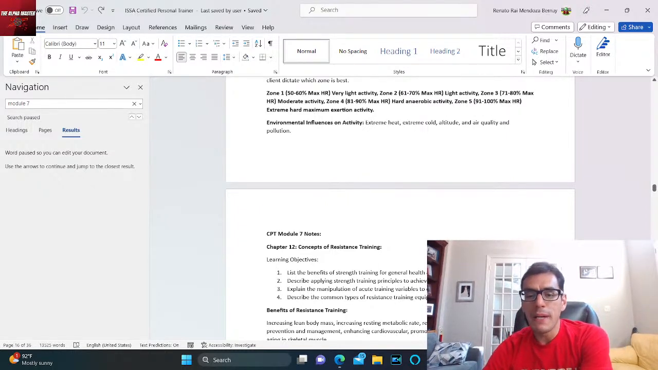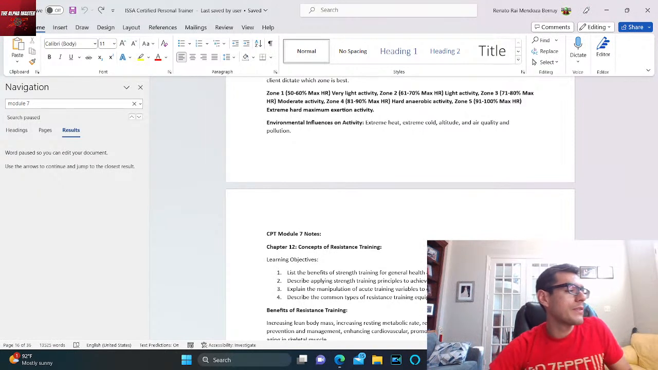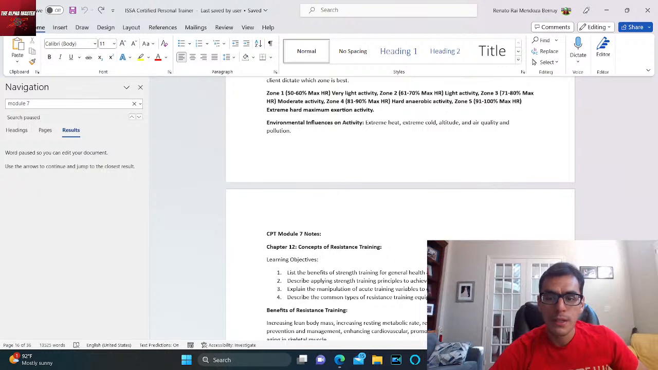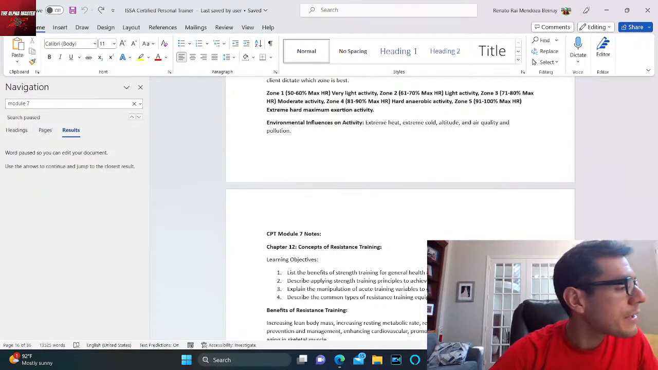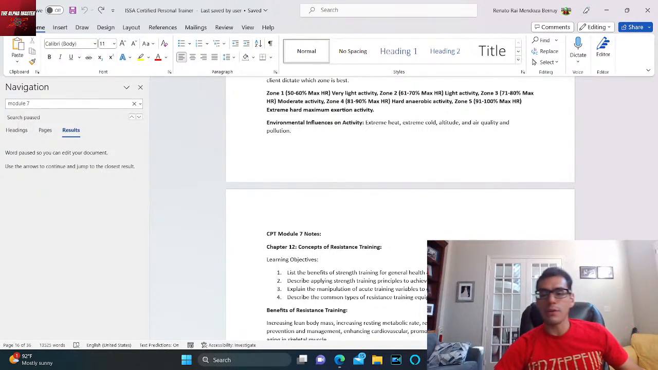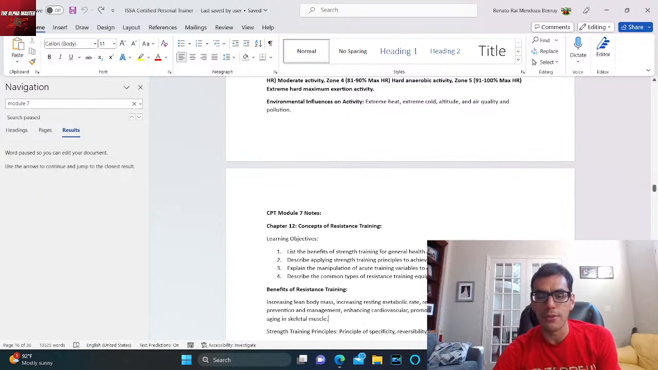All right. The benefits of resistance training. You have several benefits of resistance training. It increases lean body mass, increases the resting metabolic rate, reduces fat mass, aids type 2 diabetes prevention and management, enhances the cardiovascular system, promotes bone development, and reverses aging in skeletal muscle.